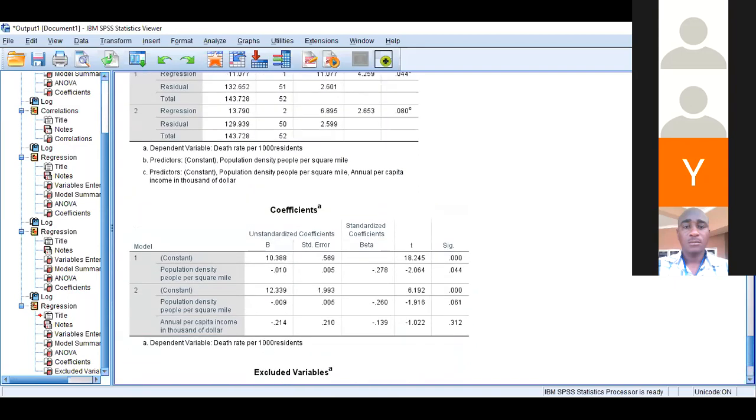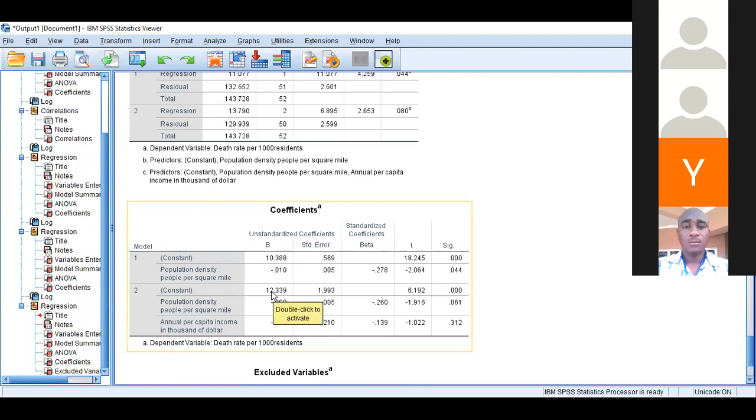In dollars, then look at the coefficient. So you also have the coefficient for both of them. Can you see now? No, this is the second model now. Look at this, the second model now.